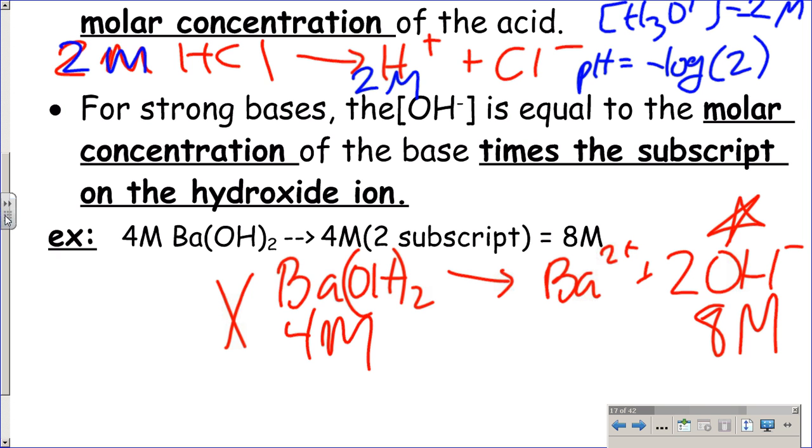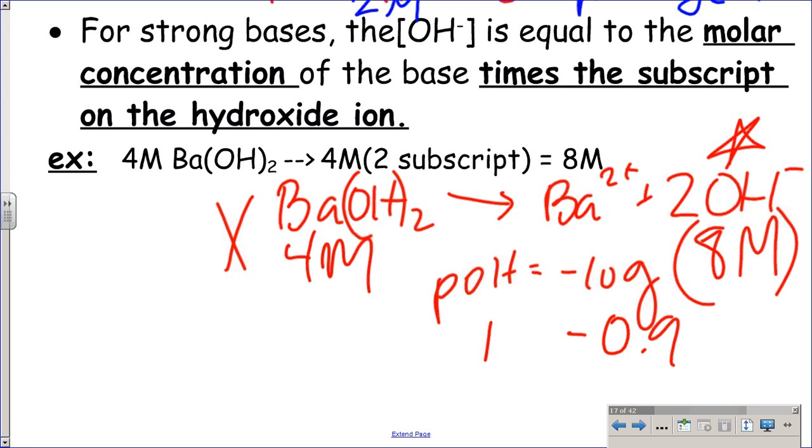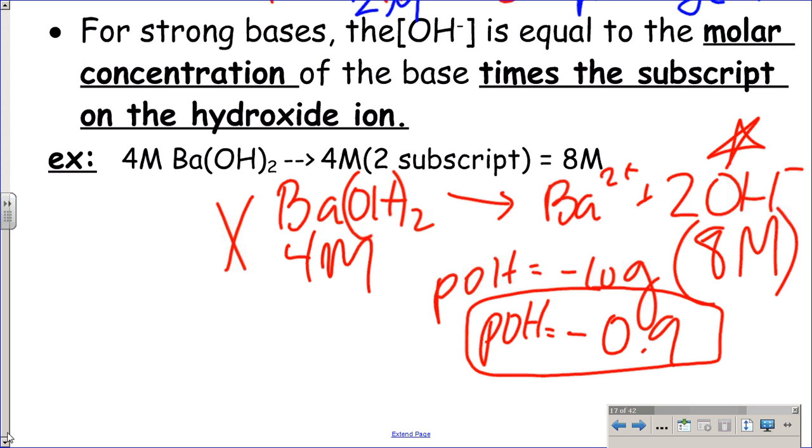So what's the pOH of that? Like crazy high, okay? It's good. pOH is what? Negative log of 8 molar, and negative 0.9. Okay? If the pOH is negative 0.9, what is the pH? Which formula are you using? Huh?